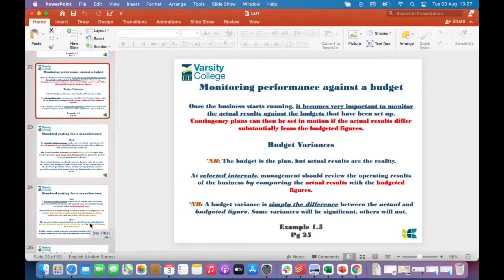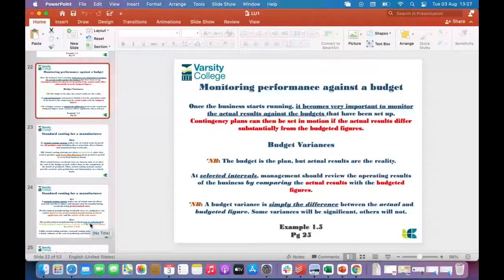All right, then monitoring performance against the budget. Okay, so now here they're talking about variance. I think we spoke to variance towards the end of Finance 2A. Variance, again, we're just saying, what was the difference between what we anticipated, in other words, what we budgeted, versus what actually happened? That's all we want to assess or see.